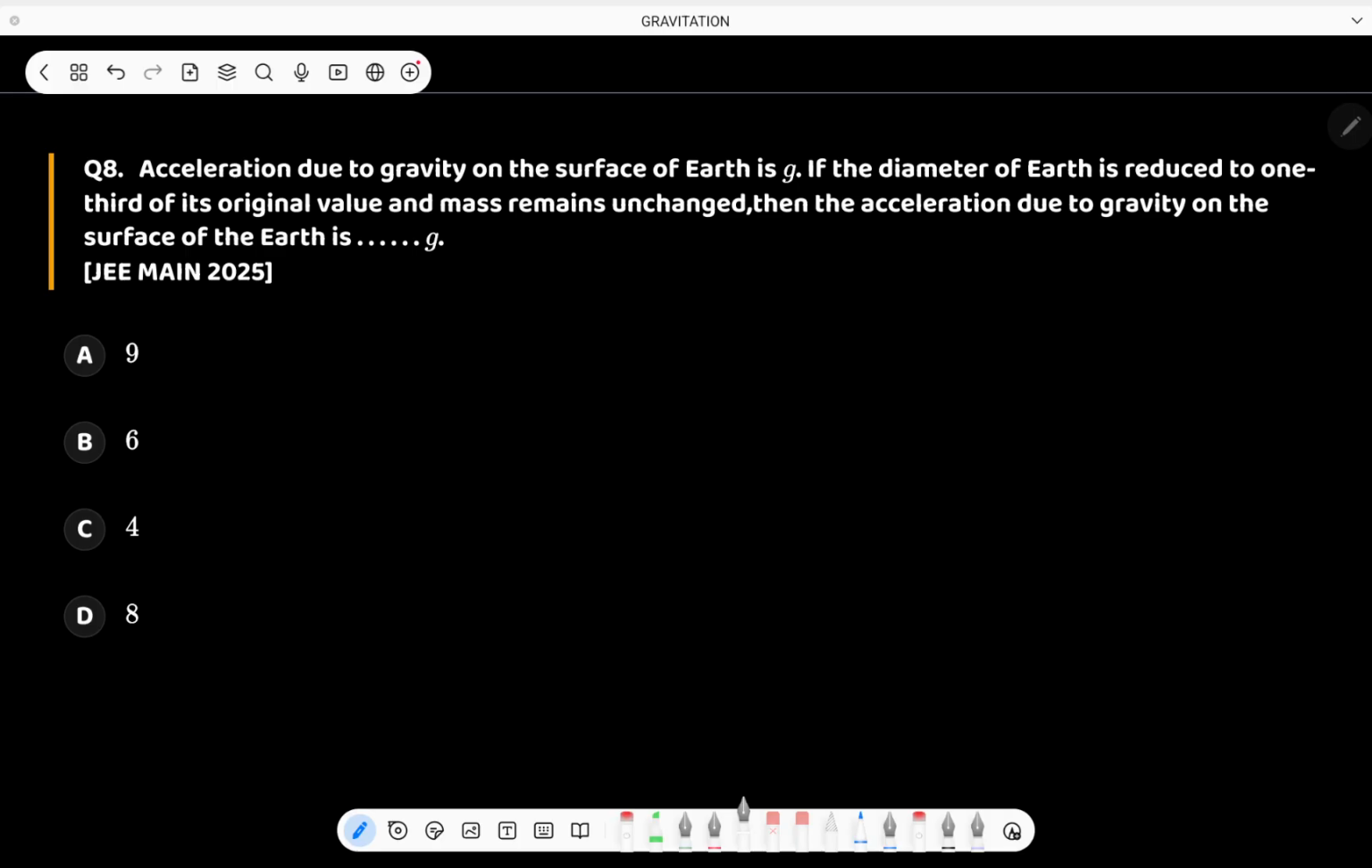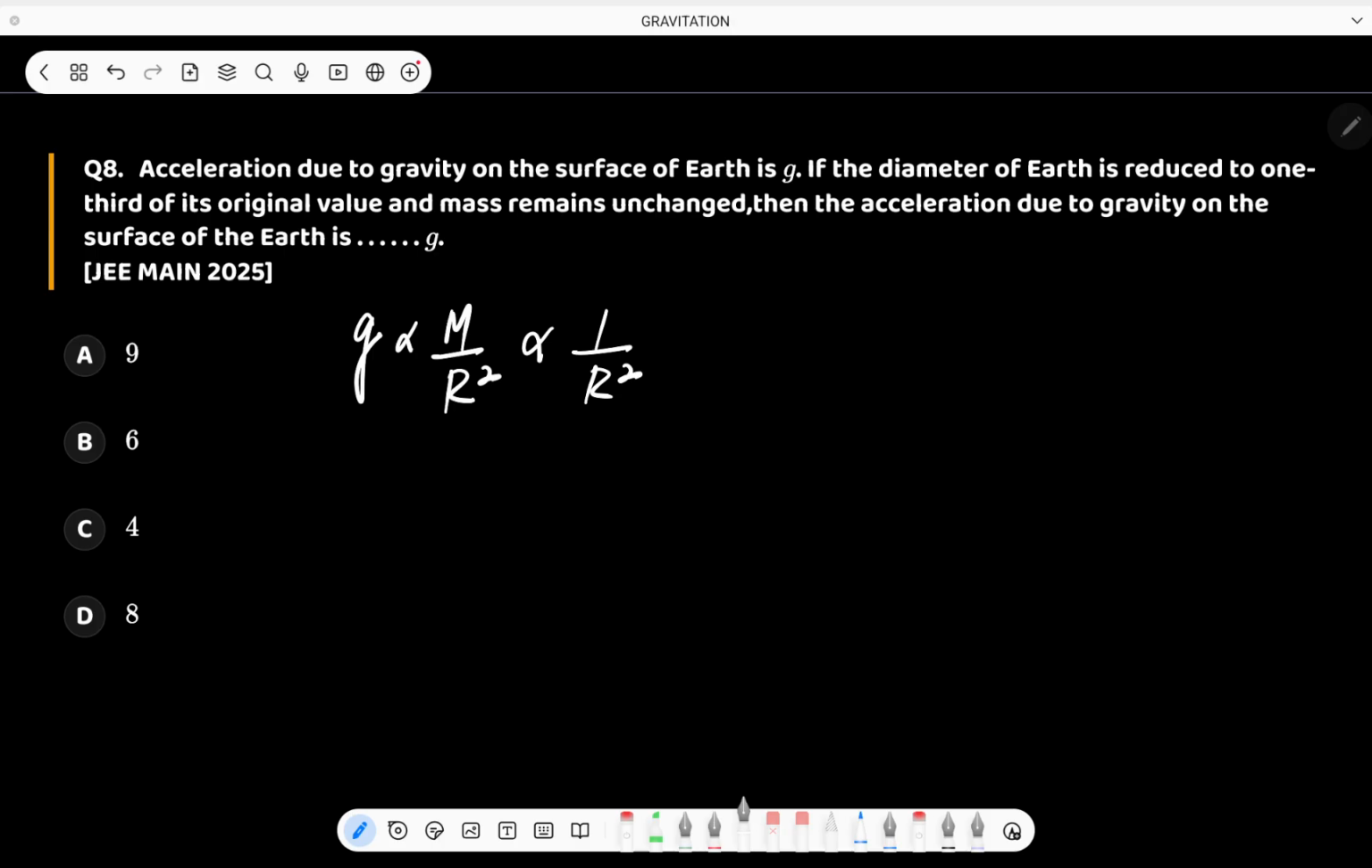Okay, if you look at the question carefully, there are two things mentioned in the question, number one radius and number two mass, which means that we will have to write down the acceleration due to gravity in terms of mass and radius. So that is this equation, that is g is proportional to m divided by r square, isn't it? Now it is given in the question that the mass remains unchanged. Now what does that mean? That means acceleration due to gravity is inversely proportional to the square of the radius.